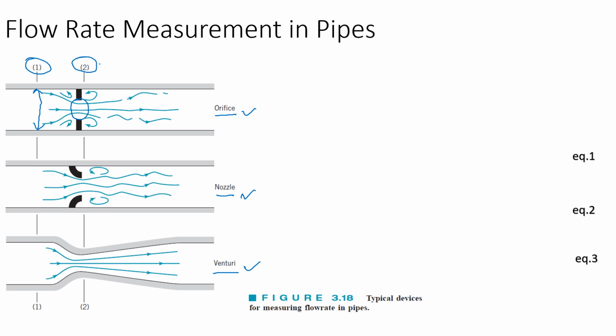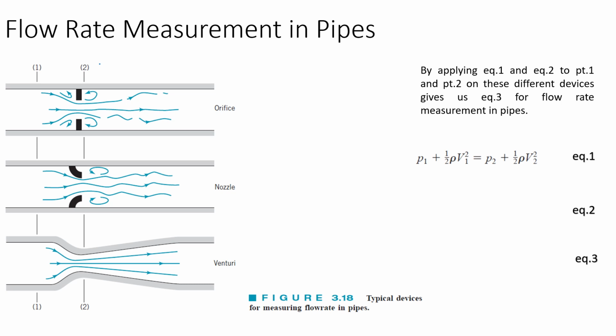We are going to take these 2 sections and apply the Bernoulli equation to them, and by applying the Bernoulli equation we get the formula for the flow rates for the orifice, nozzle and venturi. By applying equation 1, the Bernoulli equation, at section 1 and section 2, the gamma z term is excluded here because these 2 sections are considered to be at the same height, or the height difference is considered negligible. Combining this equation 1 with the continuity equation, A1 V1 is equal to A2 V2, we get an equation for our flow rate for the orifice, nozzle and venturi.